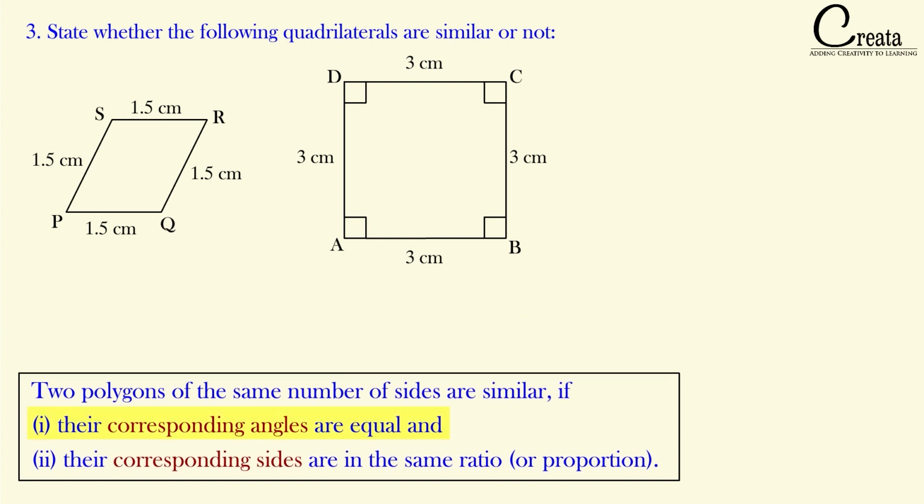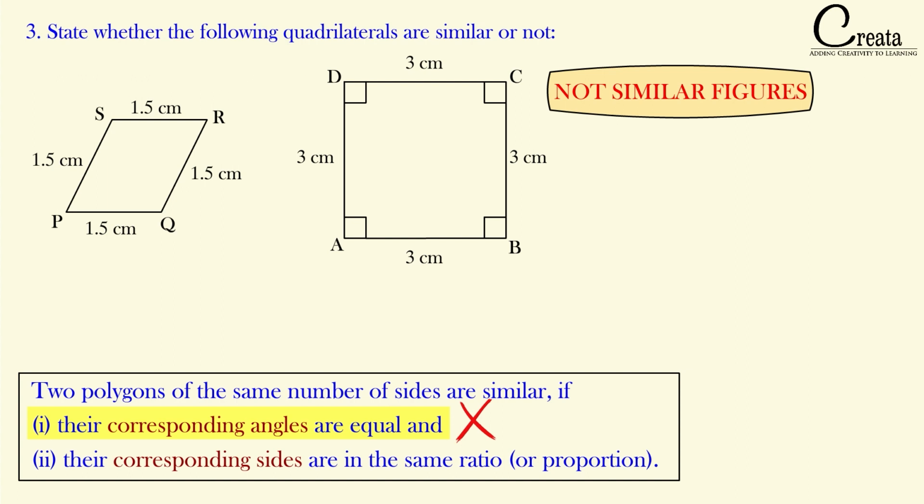So let's check the first criteria, the angle criteria, the corresponding angles. The corresponding angle to P is A. Angle A is 90, angle P is not. So our first criteria has failed, the corresponding angles are not matching. Similarly, angle S is not matching with angle D, R is not matching with C, and Q is not matching with B. Basically, the corresponding angles are not matching. Our first criteria has failed, so these two figures are not similar.